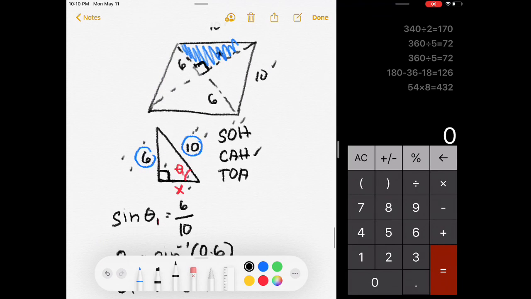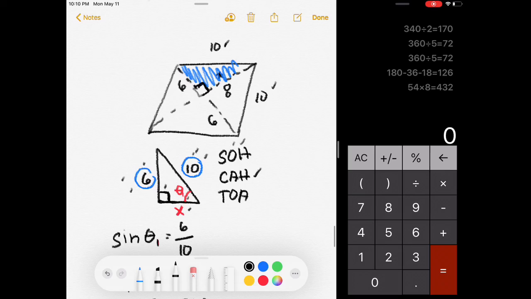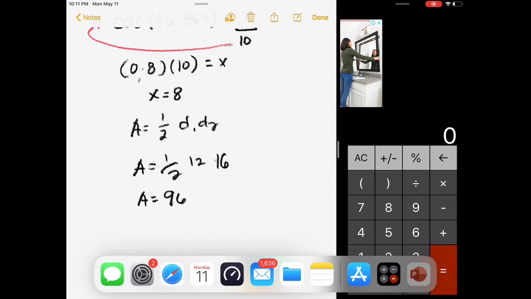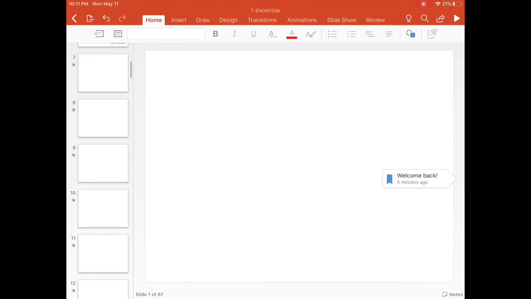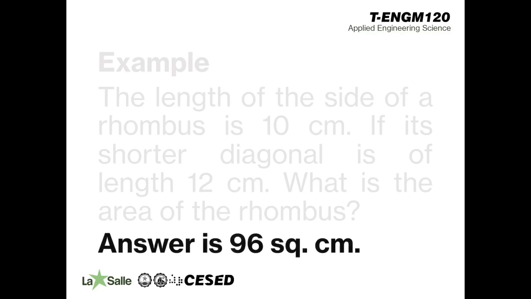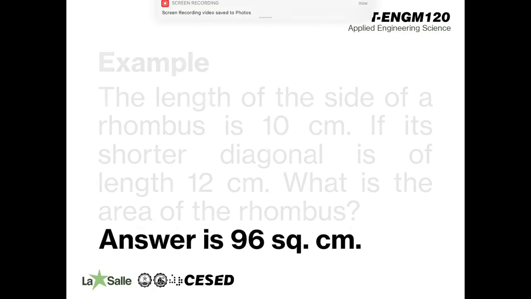Now we have an answer here. This one is 8. We could now use the formula for the rhombus. A equals 1/2 times 12 times 16. 12 times 16 gives us 96. That's the answer for the area of the rhombus. So, the answer is 96 square centimeters.